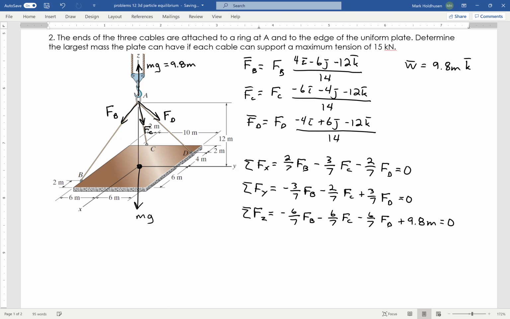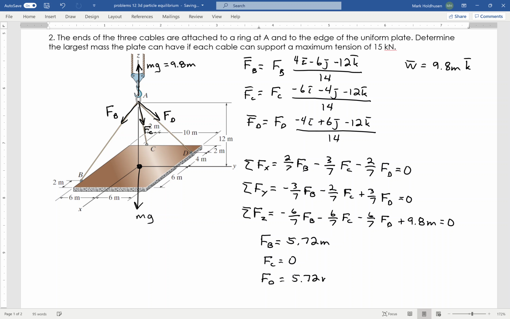So I've got 3 equations, but I have 4 unknowns, right? FB, FC, and FD, and then m, which is what I'm looking for. Of course, what I know is one of those forces is 15 kilonewtons. I just have to figure out which one it is. So I'm going to solve a system of equations using my calculator or Wolfram Alpha, something like that, to figure out what those forces are in terms of the mass. And when I do that, I find that FB equals 5.27 times the mass, FC actually equals 0, and FD equals the same thing as FB.